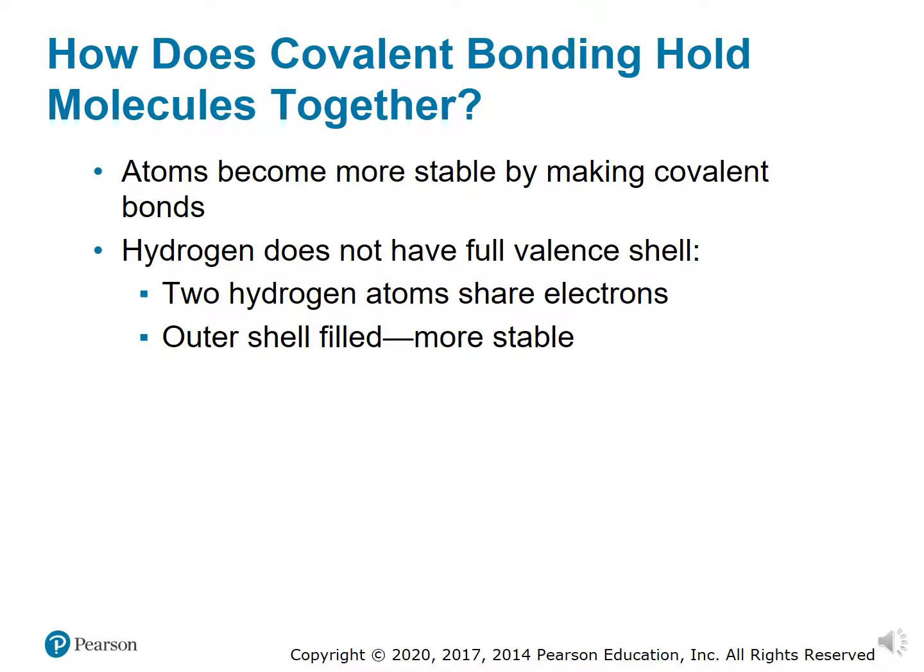Atoms become very stable by making covalent bonds. Hydrogen does not have a full valence shell, so 2 hydrogen atoms can share electrons. The outer shell is filled and it becomes more stable.